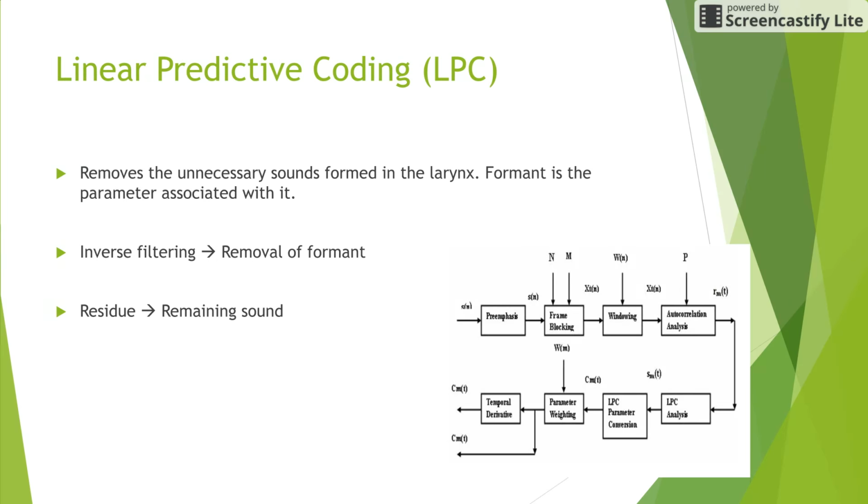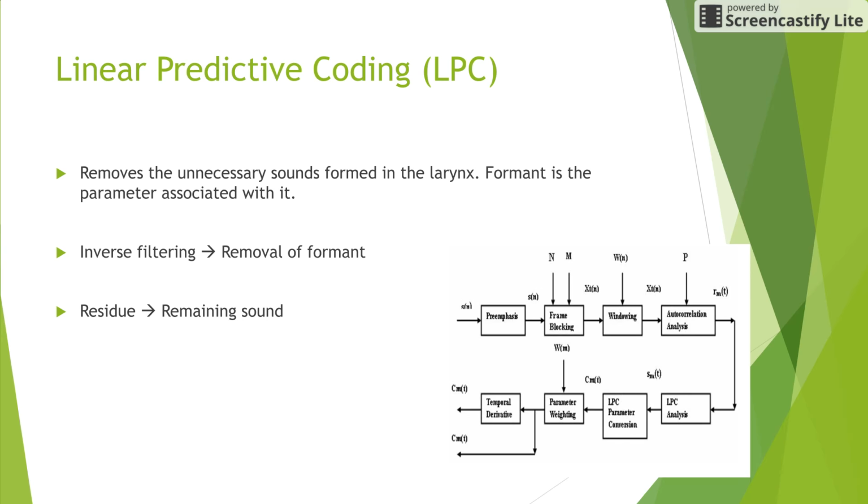So going on, as you can see here, the basic algorithm which I used here is linear predictive coding. It basically removes the unnecessary sounds from the larynx, and then formant is a parameter associated with it. Every algorithm converts speech into a parameter and then uses it in the data flow. So after the conversion of the formant parameter, we can use it in the inverse filtering method, where the formant is removed and the remaining sound associated with the formant is moved forward to the data flow.